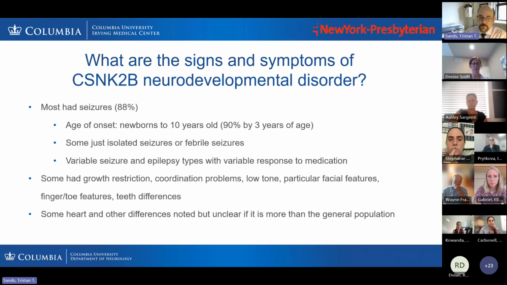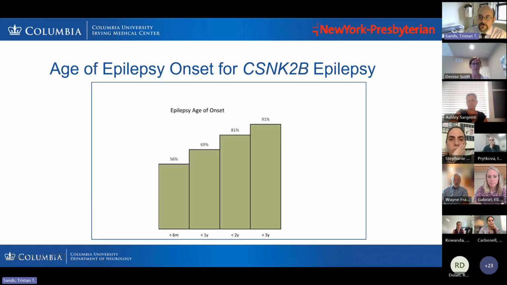This is just a picture of the epilepsy incidence, cumulatively over time, to show you that it really starts early, most of the time when it starts, with more than half in the first year, and even more than half in the first 6 months. This is not all epilepsy, but this is the epilepsy in our paper.